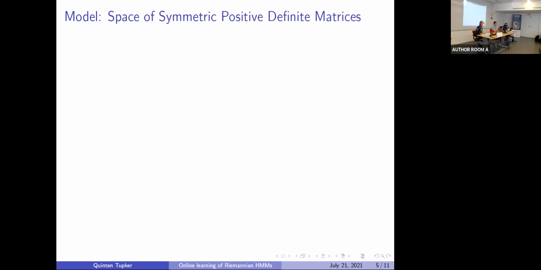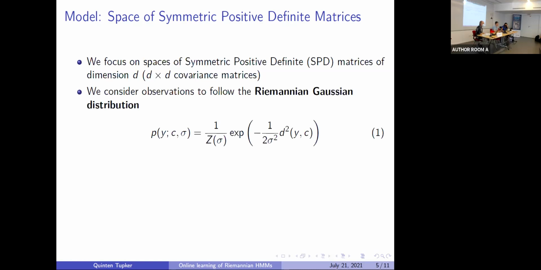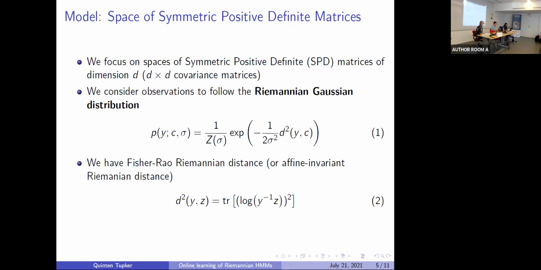In particular, what space will we be looking at, since it'd be difficult in the computational setting to test all Hadamard spaces? We are looking at the space of symmetric positive definite matrices, which also commonly occur as covariance matrices. This corresponds, for example, to the EEG data case. In a hidden Markov model, that means we need a way to relate our states to our observations. The way we do this is by assuming that for every state, the observations are distributed according to a Riemannian Gaussian distribution. To do that, we use a Riemannian metric, in our case, the Fisher-Rao metric.